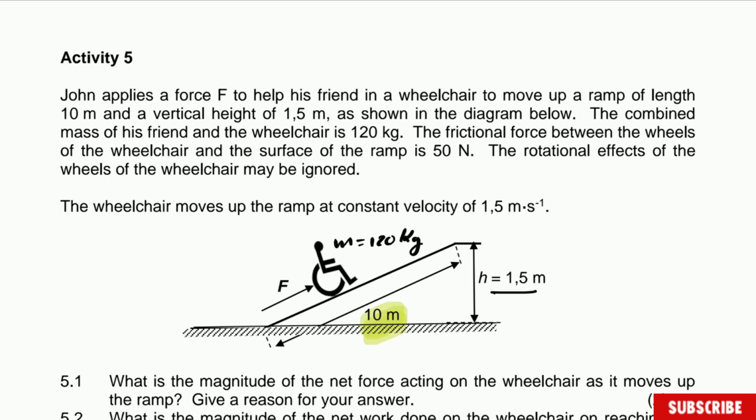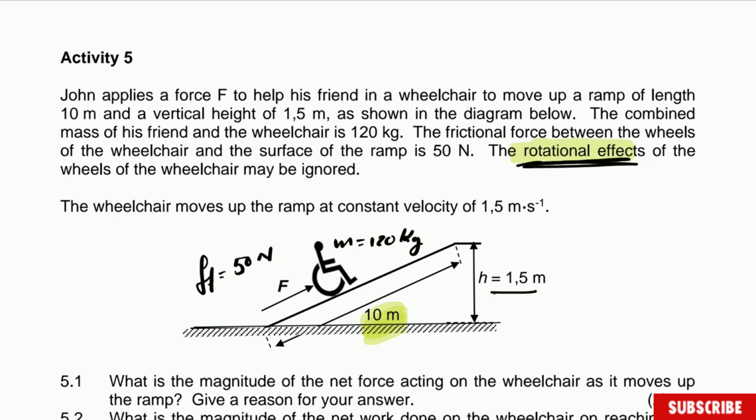The frictional force between the wheels of the wheelchair and the surface of the ramp is 50 Newton. The rotational effect of the wheels and the wheelchair are ignored. This is important. We are not going to be doing rotations here, so it's important to know that the rotational effect is not taken into consideration.